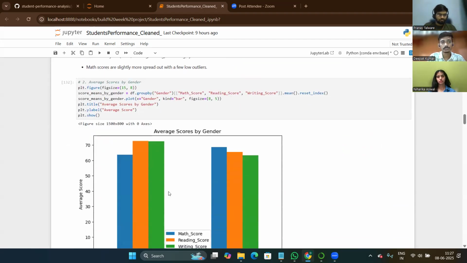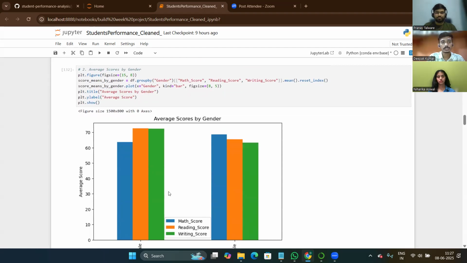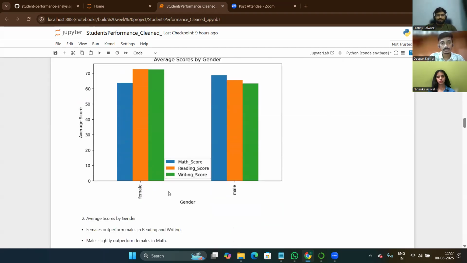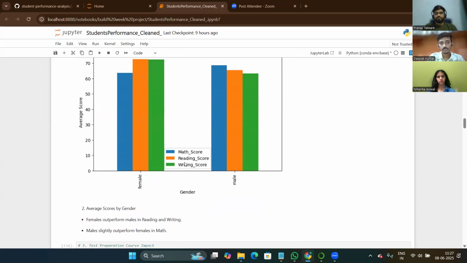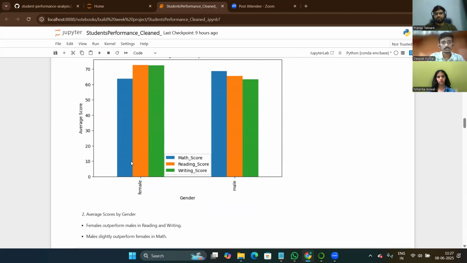The second visual that I have created is average score by gender. Here we can see that in math score, represented by blue color, the males perform better in that subject. Then in the reading score, the females perform better in this subject. And then we can see the green bar over here, which represents writing score. Again, in this section, females performed well.